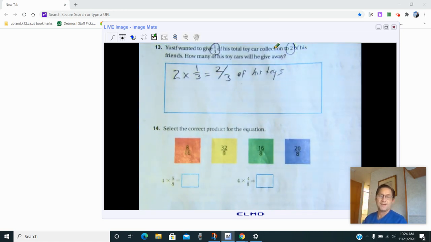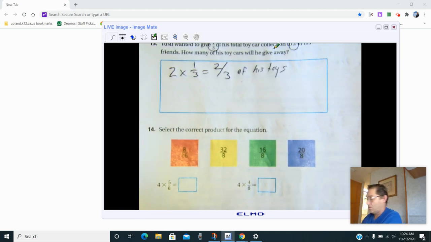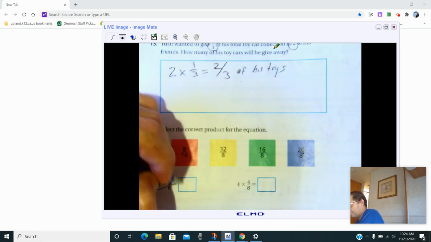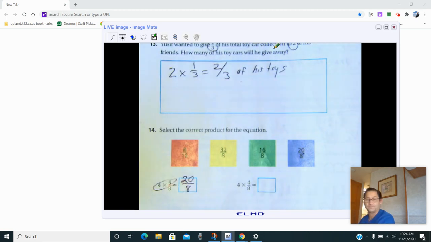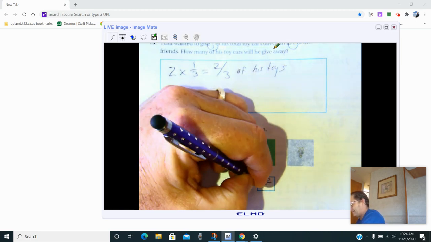14. Select the correct product for the equation. Well, 4 times 5 is 20/8. 4 times 4 is 16/8.